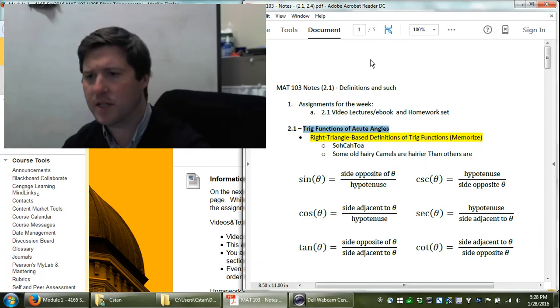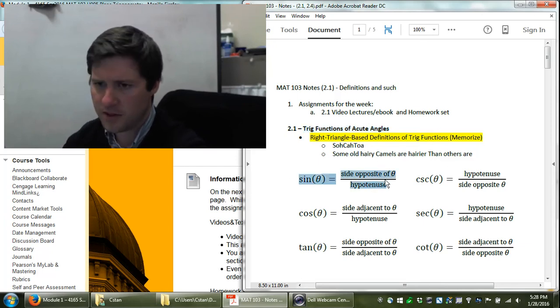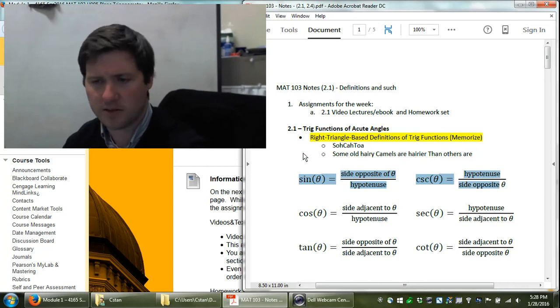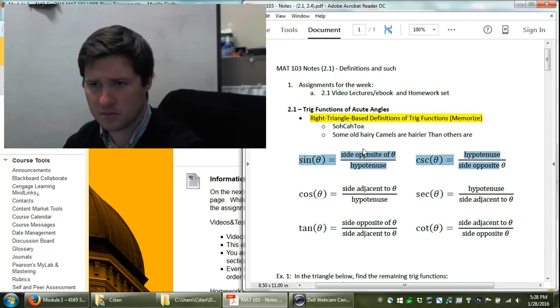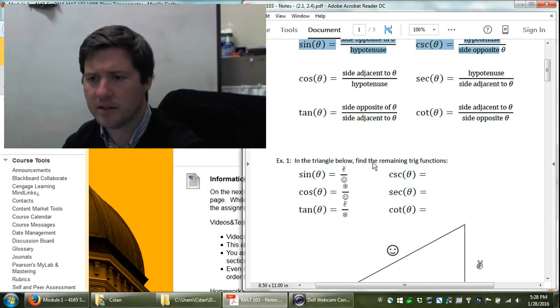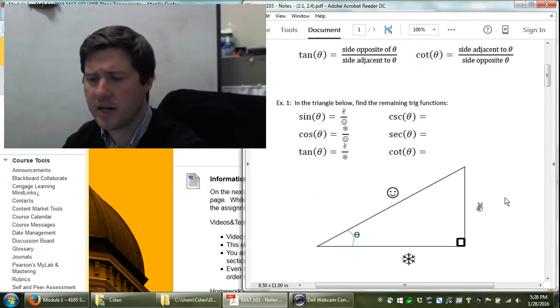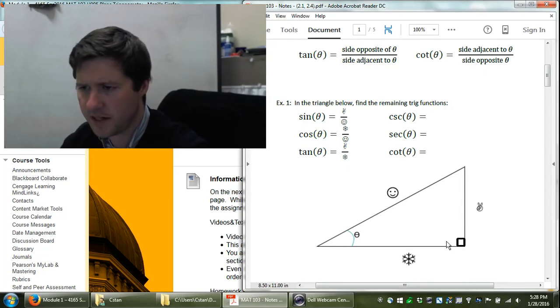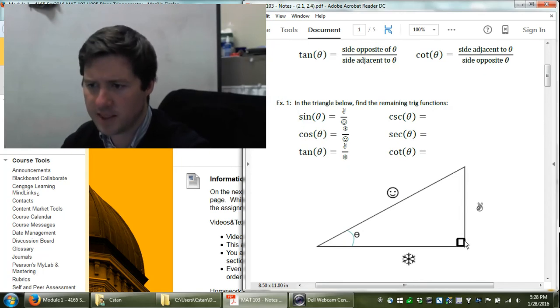So we're going to start with 2.1. This is trig functions of acute angles. Acute angles, in case you've forgotten your geometry, these are just angles that are less than 90 degrees. And trig functions are for dealing, at least for now, with right triangles, so the triangles that have a 90-degree angle. And these functions apply to any of the other angles in your triangle.